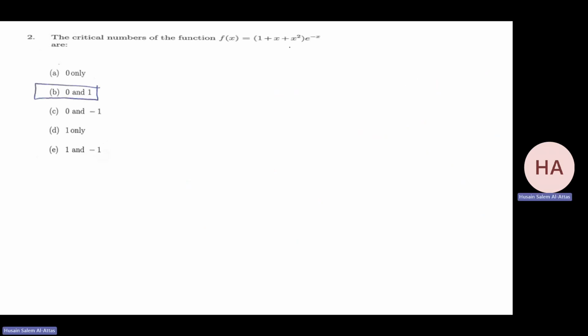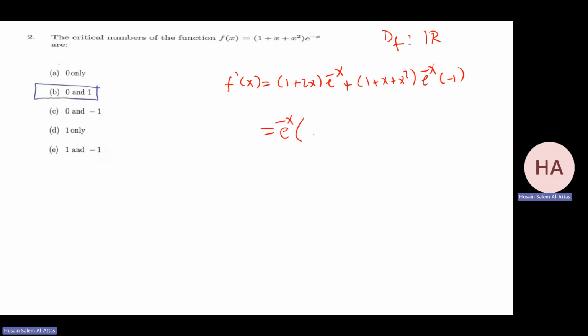The critical numbers of this function, what's the domain of f? All real numbers. No restrictions here. So we need to find F prime. F prime will be 1 plus 2x times e to the minus x, plus (1 plus x squared) times e to the minus x times minus 1. So I can take e to the minus x as a common factor. I have 1 plus 2x minus 1 minus x squared.